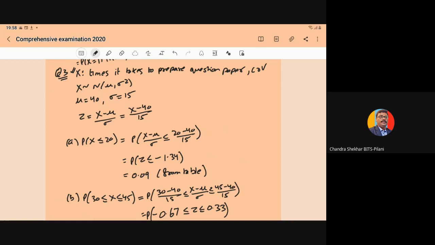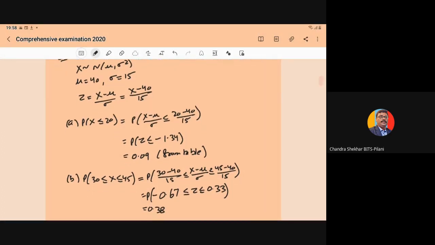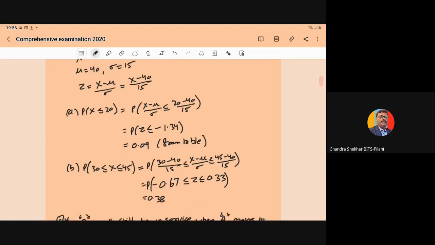Now in part A, it is asked what is the probability that the question paper can be prepared in less than 20 minutes, so within 20 minutes. So probability x less than or equal to 20. This will become probability of x minus mu upon sigma less than or equal to 20 minus 40 upon 15. So this will give you probability z less than or equal to minus 1.34. From the table, if you see its value, it will come to 0.09.